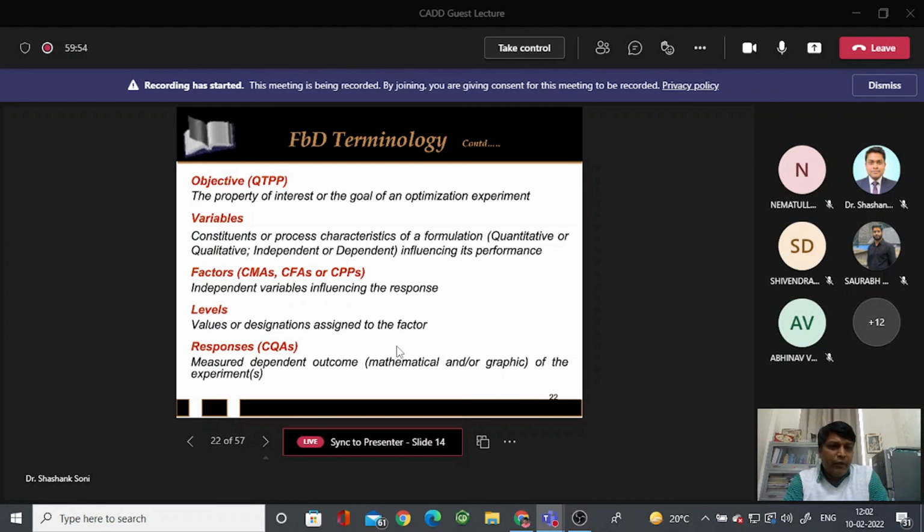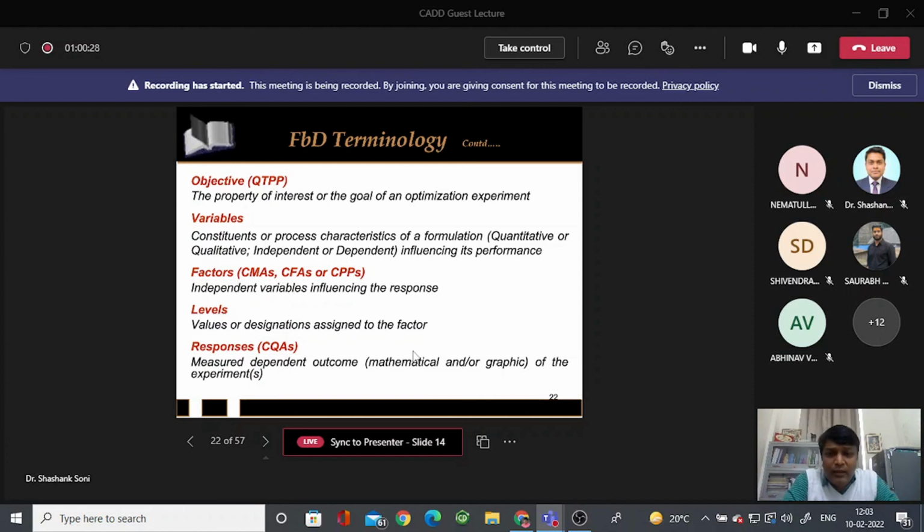Some people treat QBD as FBD, formulation by design. Some scientists call QBD as FBD also. That is known as formulation by design. In that case, the CFAs are used, critical formulation attributes. Okay, it is a general term, it can use material, it can use methods. CPPs are critical process parameters. These are independent variables which influence the response.